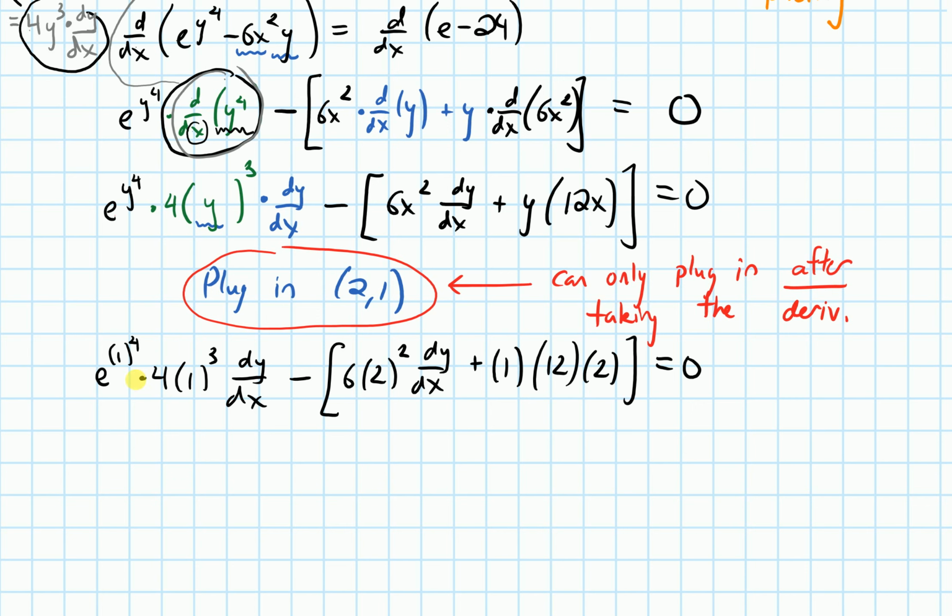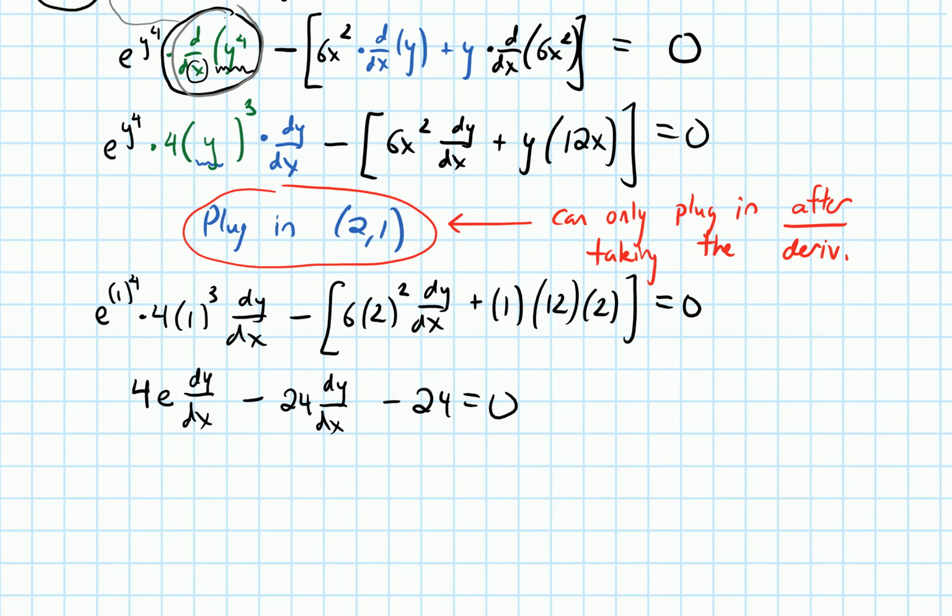So continuing to simplify, 4 times 1 cubed, that's 4. And then we have e to the 1, which is just e. So we have 4e dy dx. Okay, so that was not too bad in the beginning. And then we have this negative sign, so let's distribute that negative sign in. I'm going to get minus 6 times 2 squared is 24, so minus 24 dy dx. And then we're going to have minus 24 equals 0.